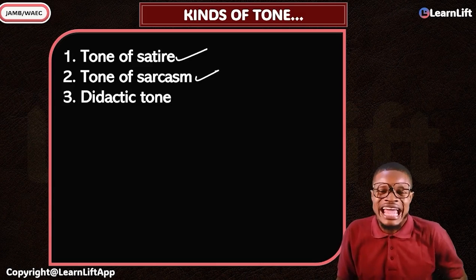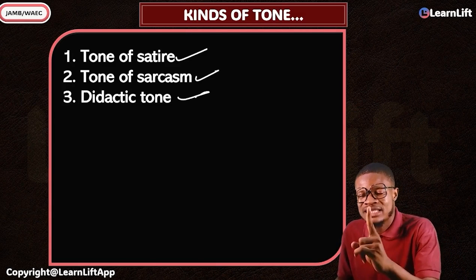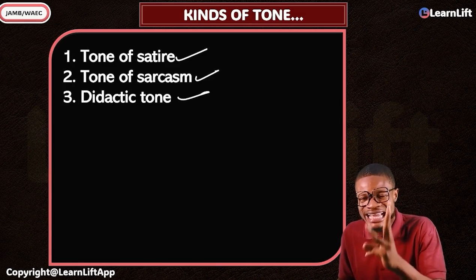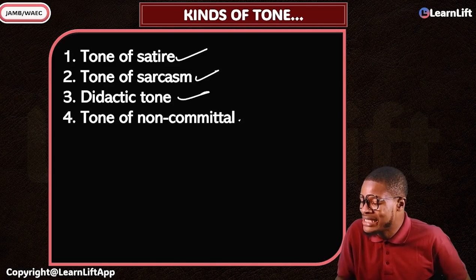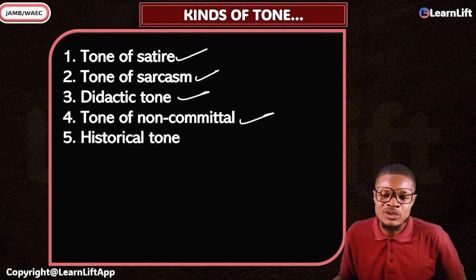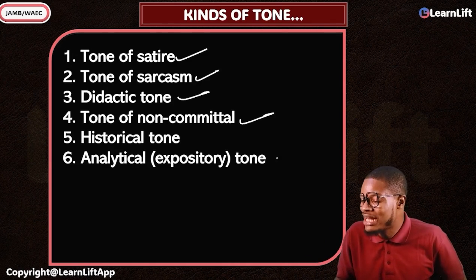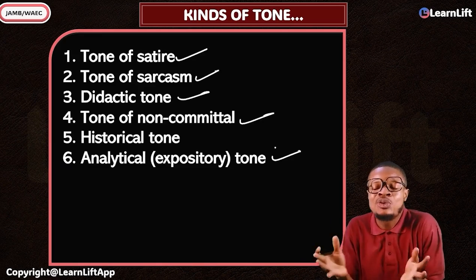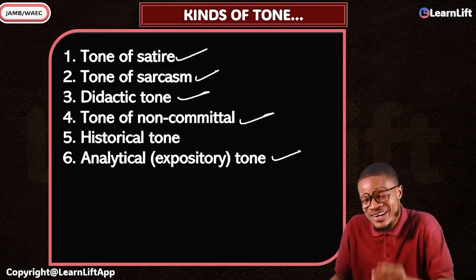Then we have what is called didactic tone. That's number three. Tone of satire, tone of sarcasm, didactic tone. And then number four is called the tone of non-committal. And then we have what is called historical tone. Aside from historical tone, we have what is called analytical or expository tone, where the person is trying to give analysis or something. Don't worry, I will explain.